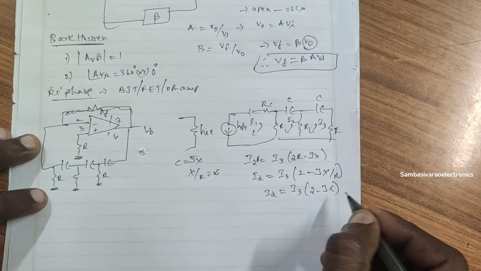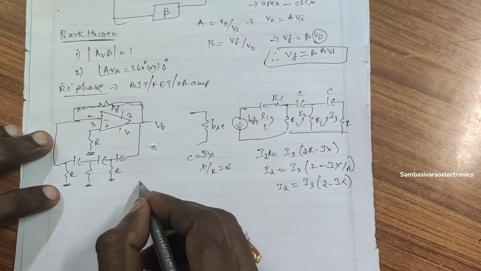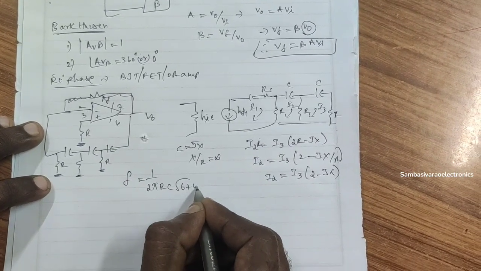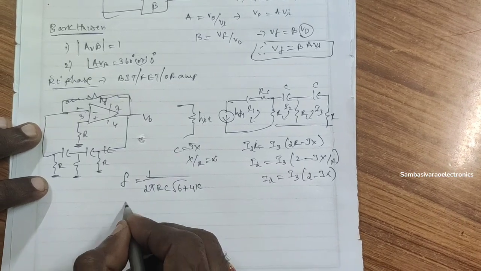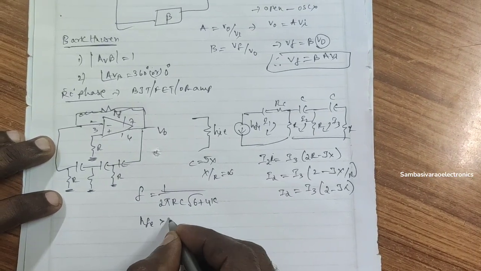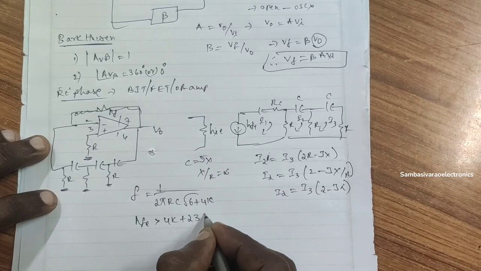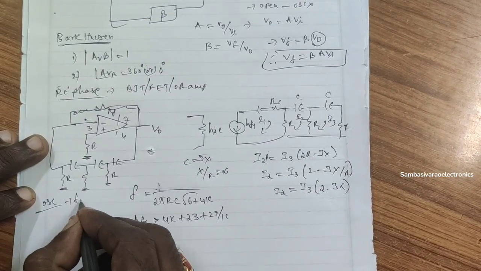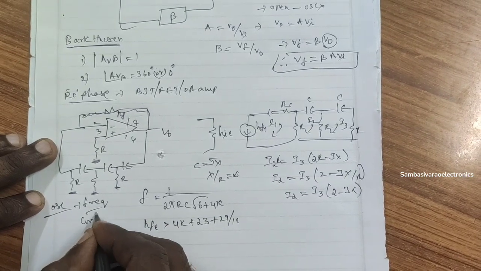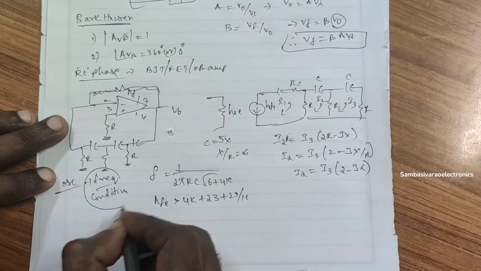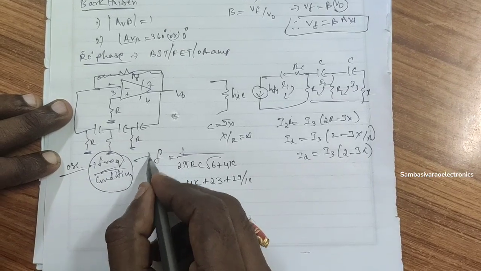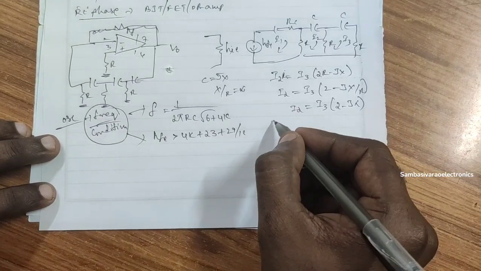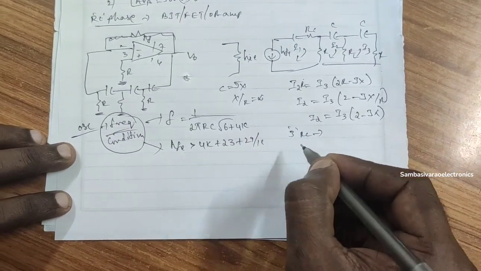By solving these equations and substituting in equations 2 and 3, we can get the frequency as 1 by 2 pi RC. I am not deriving all the equations, simply writing the resultant equation. In every oscillator we derive two factors: the first is the frequency, and the other is the condition for sustained oscillation.